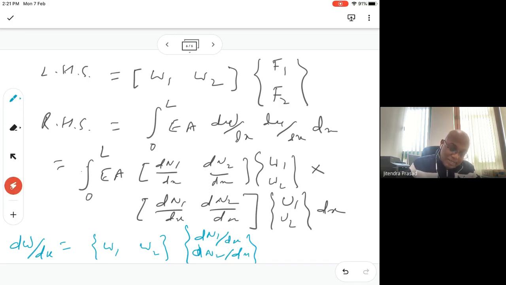What we are doing is, since it is a scalar number, dw/dx is w1 multiplied by this, w2 multiplied by this. So this is a scalar number, so either you write it this way or you can write its transpose, where this comes here and this goes here. So instead of writing it this way, let's write it like this. So then what happens? Look.